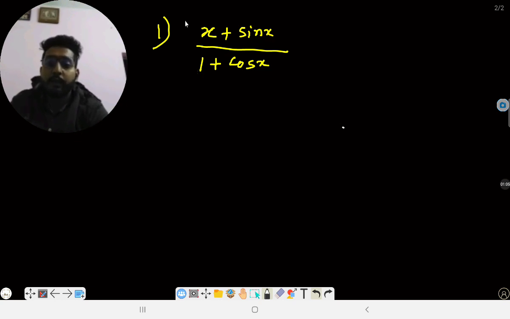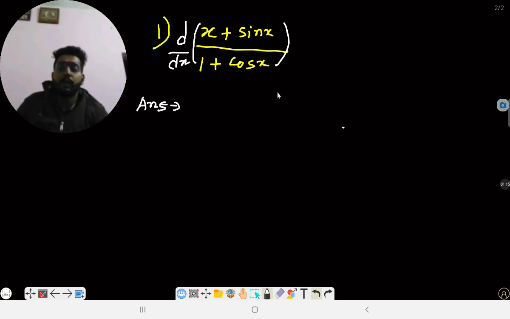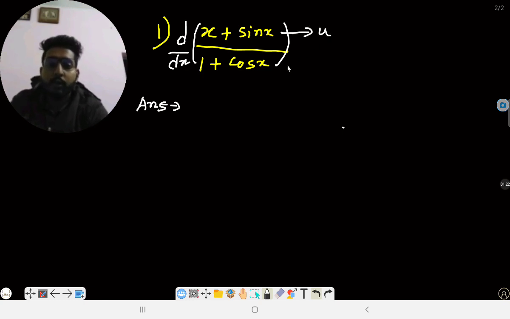So we have to find the derivative of this one, d/dx of this one. This is a very basic problem. Now how to solve this one? First of all, you can see this is x plus sin x and 1 plus cos x. So first we have to let this one as u and this one as v. So my first function, the numerator, is u and the denominator is v.